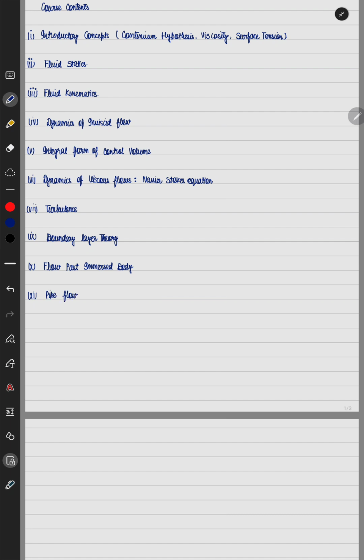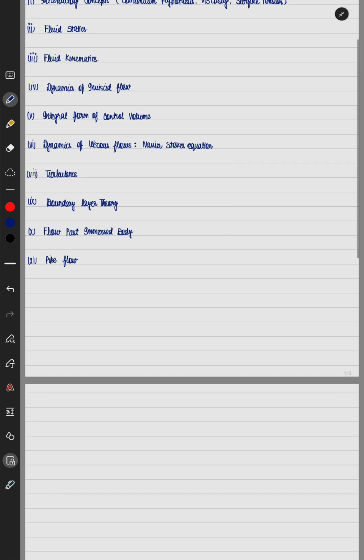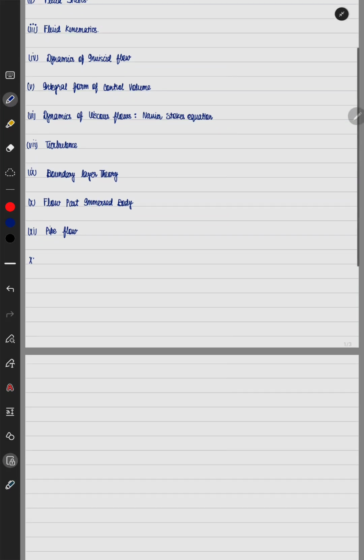In the section of pipe flow, we will discuss some of the engineering implications of pipe flow and how the different engineering parameters come into play. And after that, the next topic will be dimensional principles of similarity, principles of similarity and dimensional analysis.